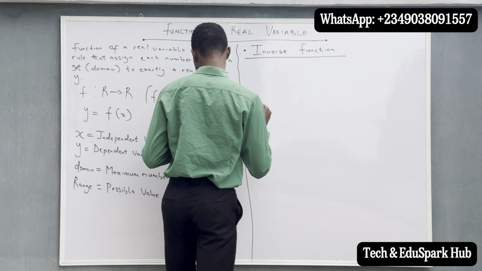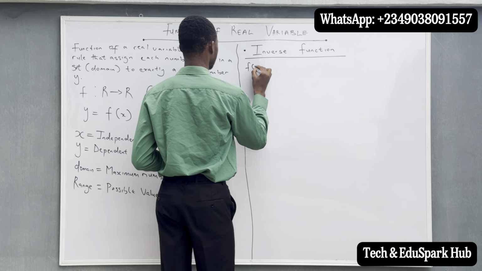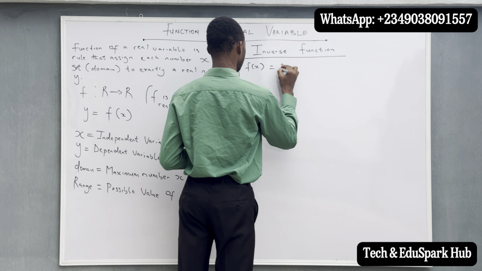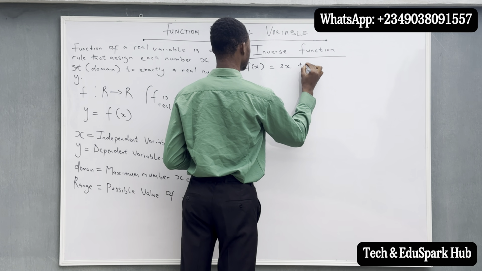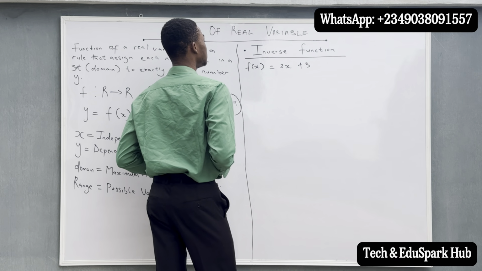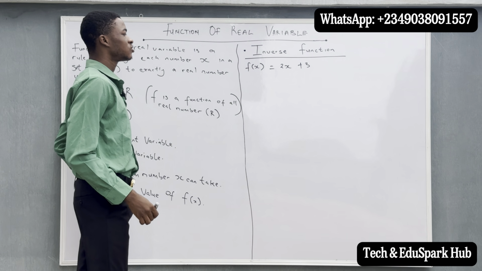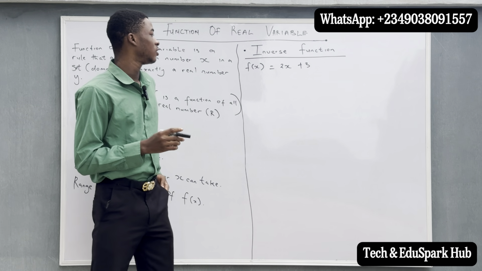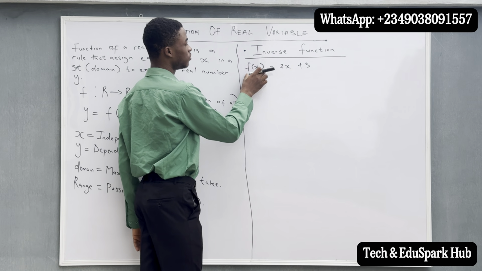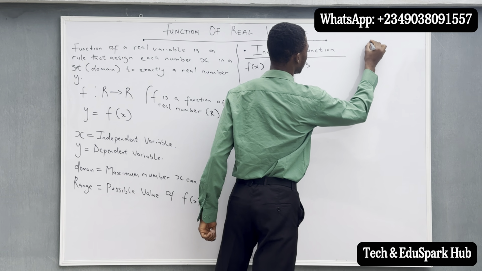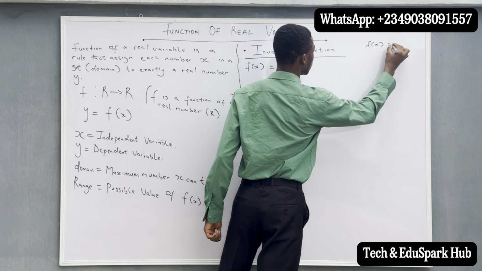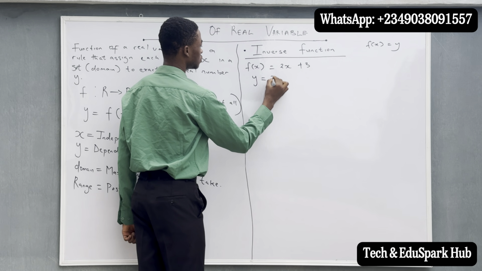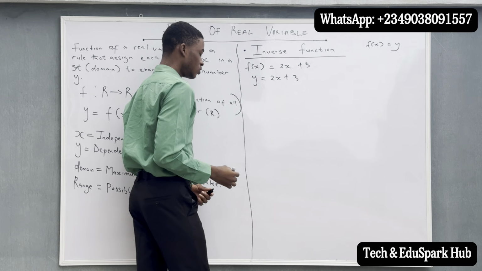Let's say, for example, f of x is equal to 2x plus 3. How do we calculate the inverse of this function? In order to calculate the inverse of this function, the first thing you are going to do is substitute f of x to be equal to y. So this is the first step. The f of x will be equal to y. So in doing that, we have y equal to 2x plus 3.